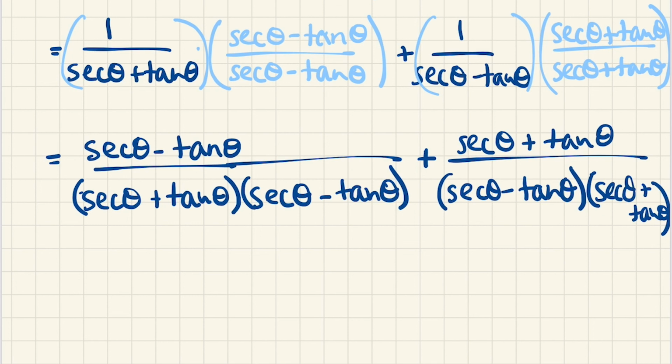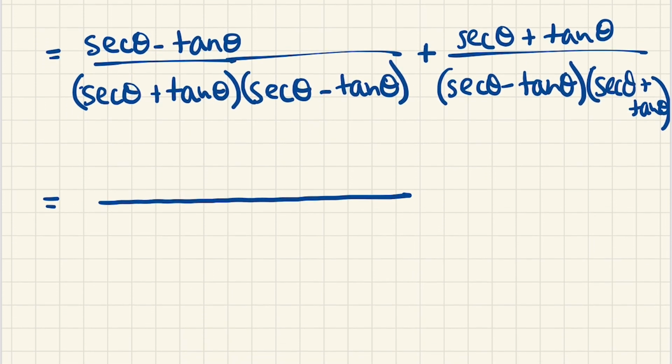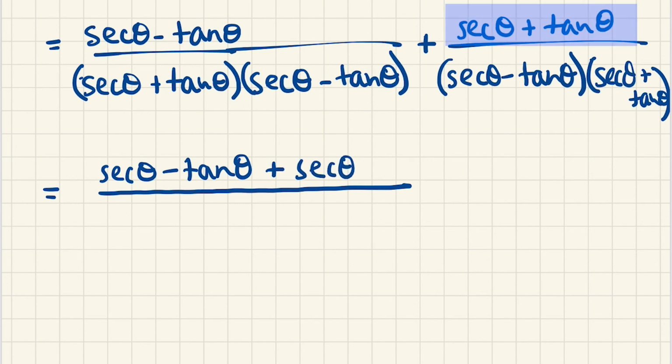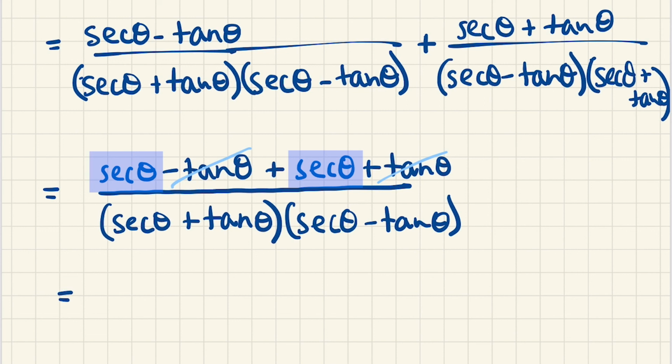Okay, well, at least now we have a common denominator, so we can write this as one combined big fat fraction. So we have in the numerator secant of theta minus tangent of theta plus secant of theta plus tangent of theta, and in the denominator secant of theta plus tangent of theta times secant of theta minus tangent of theta. Okay, so in the numerator we have negative tangent of theta canceling with positive tangent of theta, and secant of theta plus secant of theta accumulate to 2 secant of theta.